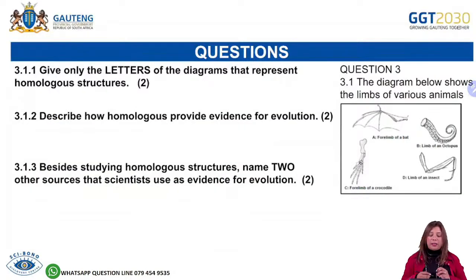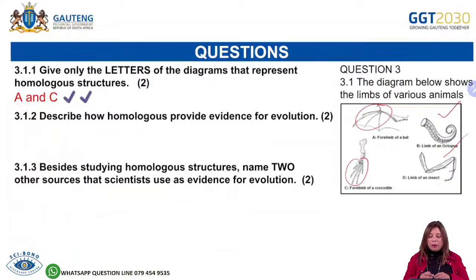Right. Let's look at the next question. Give the letters of the diagrams that represent homologous structures. Now look at this diagram. Because I studied homologous structures earlier on from our previous slides, I already know which are my homologous structures because I remember the pentadactyl structure. There they are. So I already know that it's A and C.